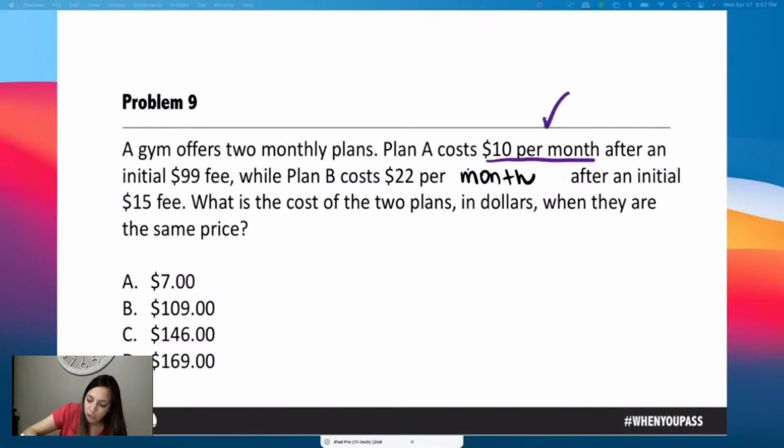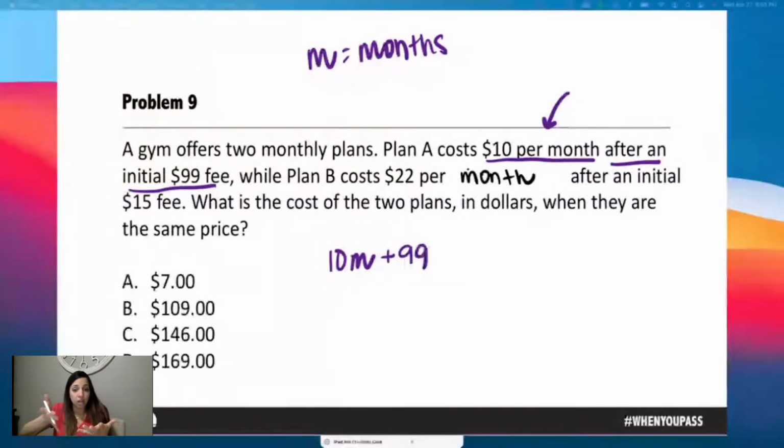So $10 per month, I could say that M equals months. So 10 times M, after an initial $99 fee, I'm going to add $99 to that. And that $99 is just $99. So 10 times M plus 99. This kind of looks like slope-intercept form. Y equals mx plus b.